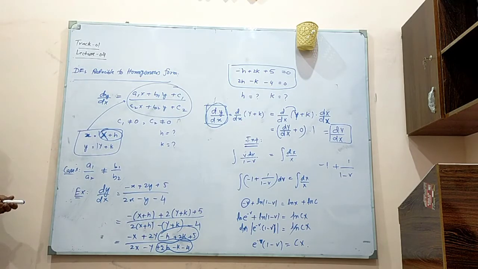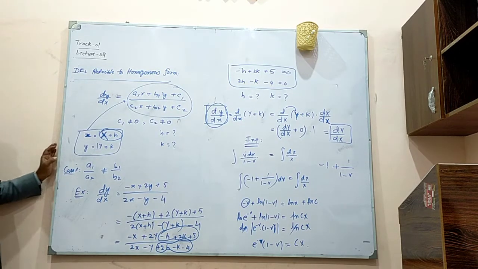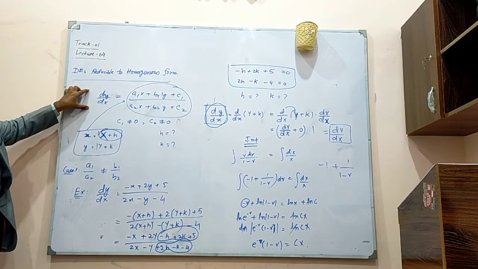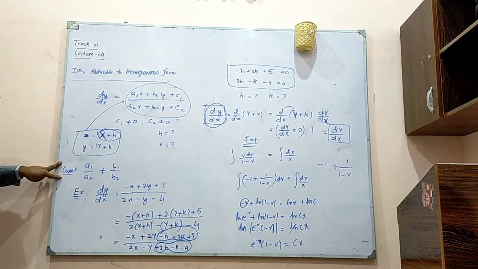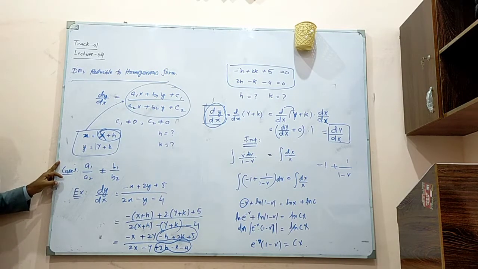So now you can solve it, I think, easily. There will be no question there. So we have this equation which can be converted into homogeneous, and this is case 1. What about case 2? When the coefficients are equal.